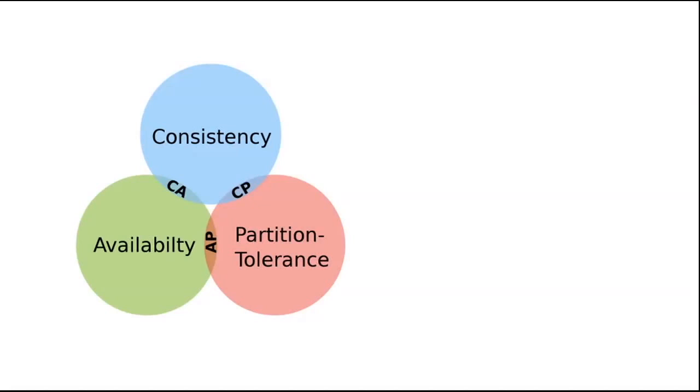So CAP theorem states that it is impossible for a distributed system to simultaneously provide more than two of these guarantees: consistency, availability, and partition tolerance. A distributed system can only be either consistent and available, a CA system, or available and partition tolerant, an AP system, or consistent and partition tolerant, a CP system.